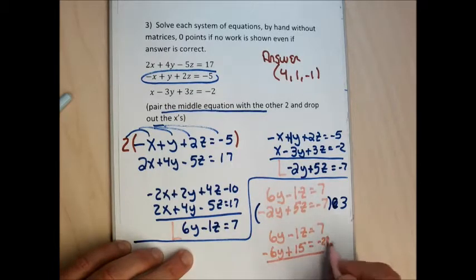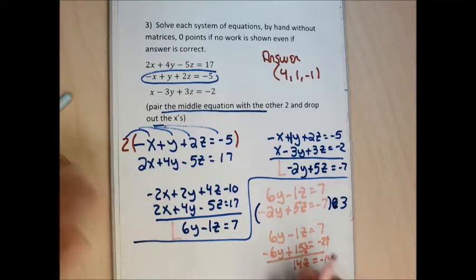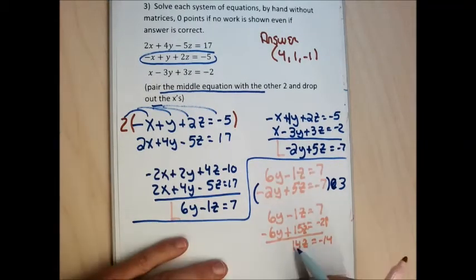When I combine these, the 6y's cancel. -1z plus 15z, I forgot the z, is going to be positive 14z. And 7 minus 21 is -14. I'm going to divide both sides by 14.